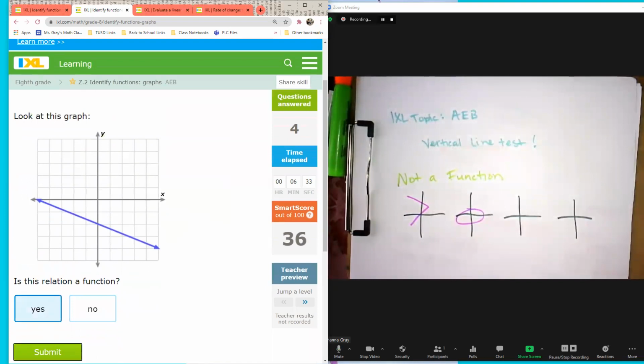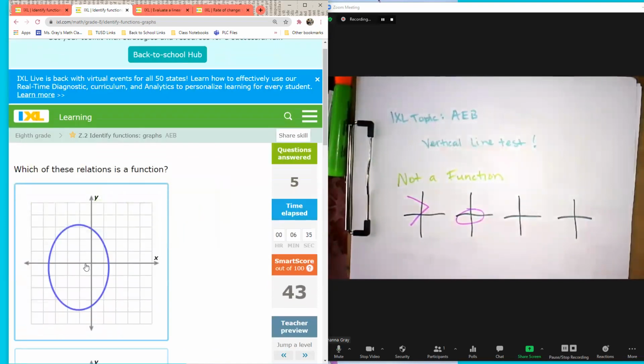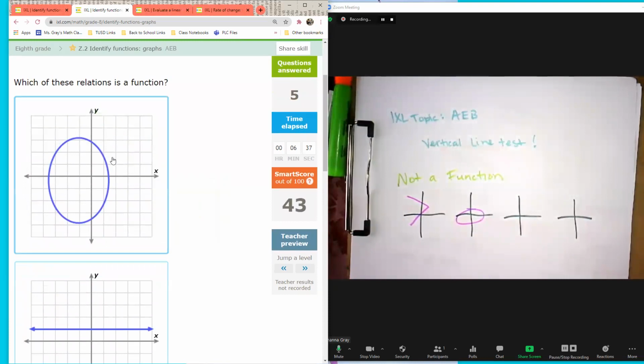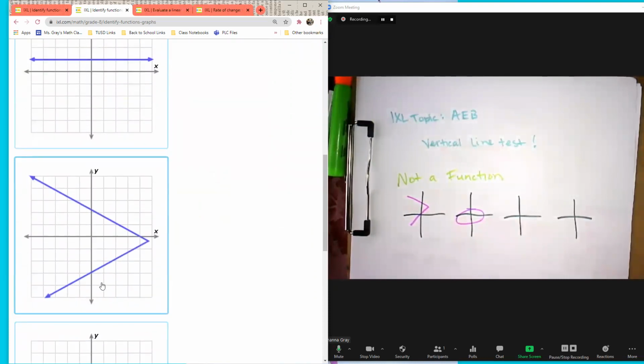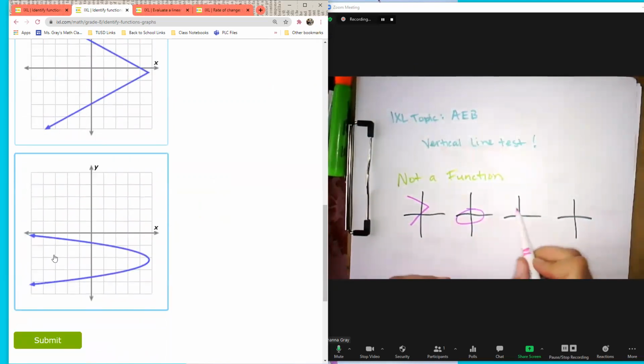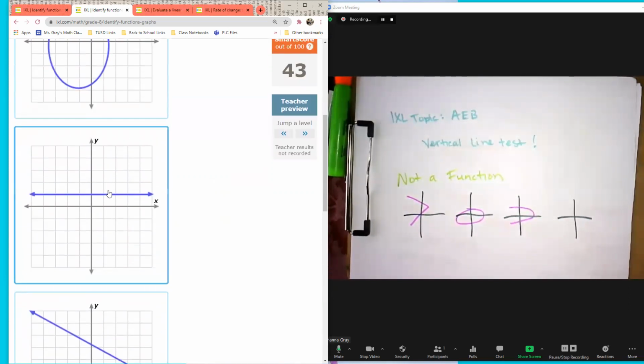Line, good. Uh-oh, oval shape. So which one of these is a function? This oval shape is not. This straight line looks pretty good. This one folds back onto itself, right? So same as this first one we talked about. And then this one is a curved version of that, but still that same idea where it's going to curve back onto itself. So the only one that's a function is that one.